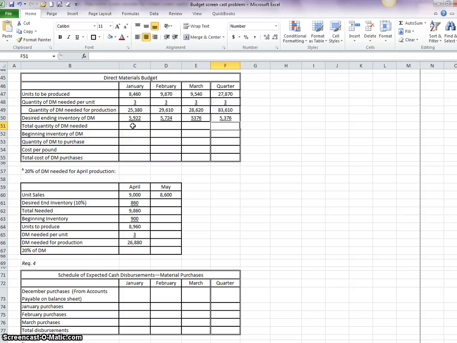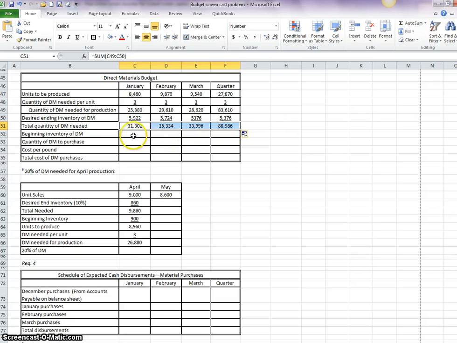So the total quantity needed is going to be the sum. Now notice it's including all 4, and I don't want it to include all 4. I just want it to be those 2. So I can adjust that. And then I can copy this over all the way.